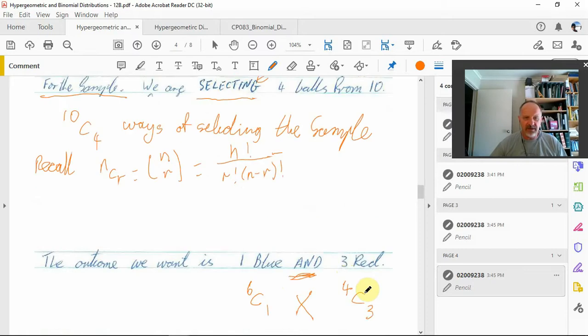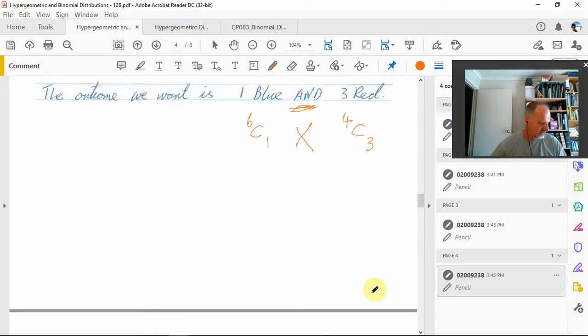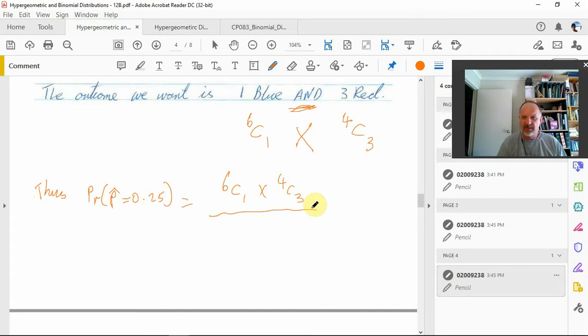If we put that together, the probability that the sample proportion is 0.25 would be equal to 6C1 times 4C3. That's how many ways we can get that particular outcome, over 10C4. Then let's go to our calculator.